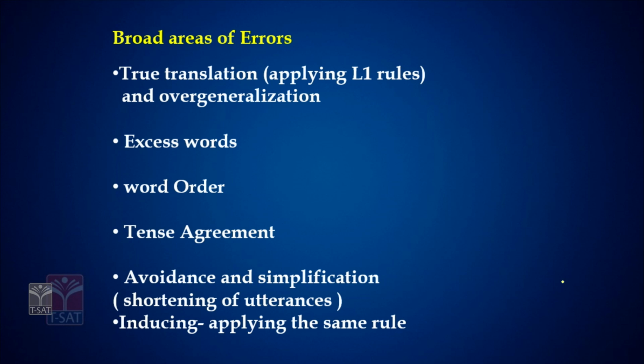And sometimes avoidance as well as simplification. Avoidance, instead of making a complete sentence, they use a clipped or a short sentence. It is not acceptable in English. And simplification, and inducing means applying the same rule. I know some, for example, adding s at the end gives the plural form. It is correct in case of pen, pens, book, books, but incorrect in house and houses. And in case of sheep, you cannot say sheeps. So, this is an example for inducing errors.